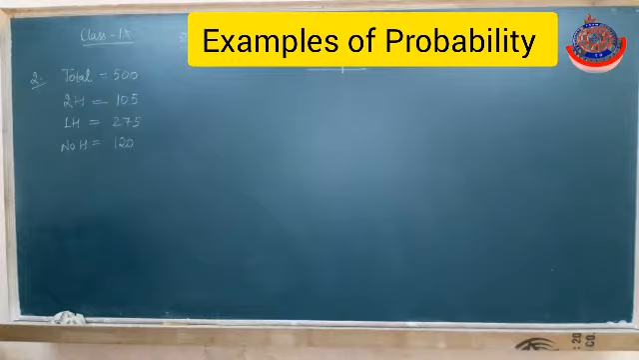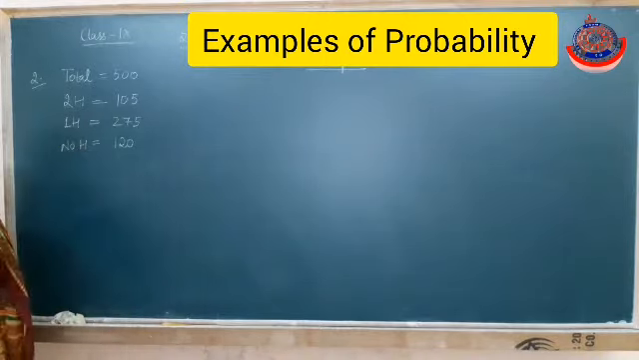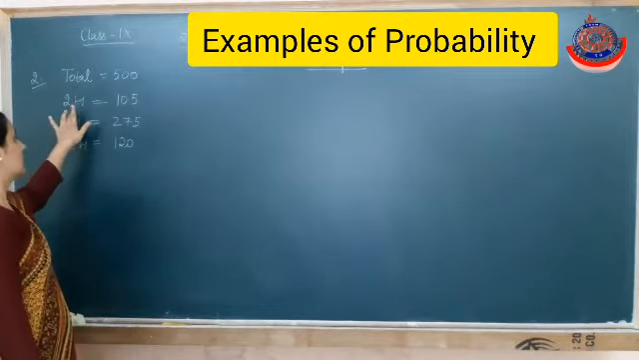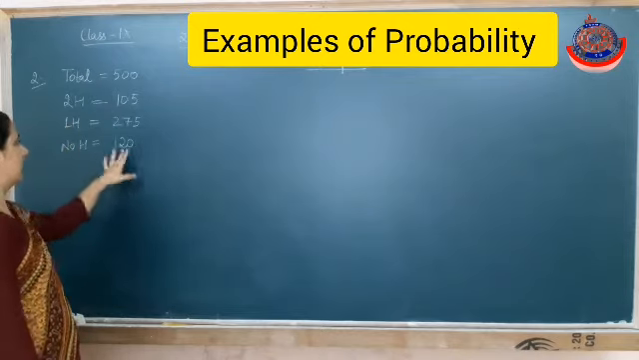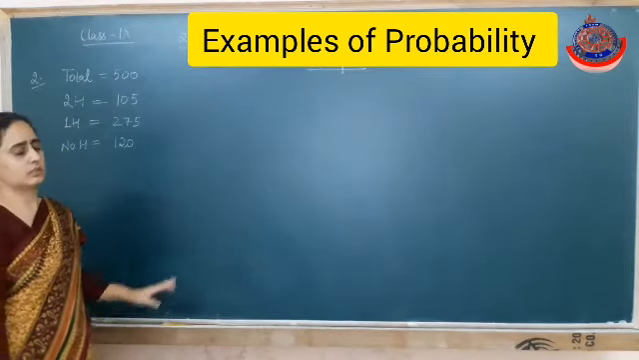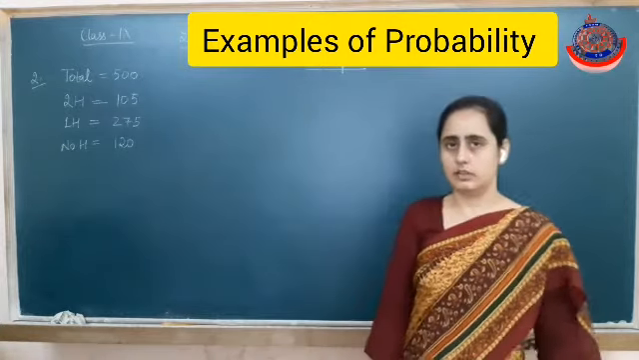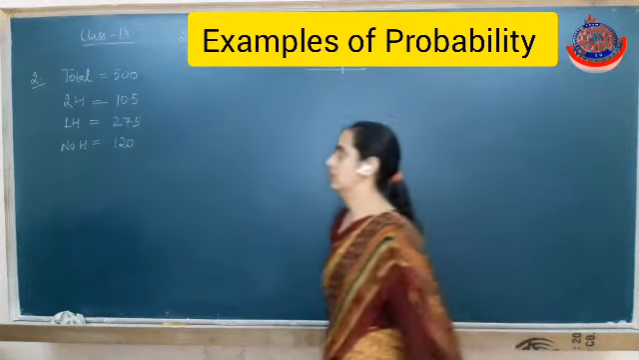Coming to the next example, you can see again it is similar to first example only. Total 500 times the coin was tossed. Two coins are there, where the chances of getting two heads are these, one head is this and no heads is these. Not chances, actually these many times they appeared. Now we have to find out the probability of each event.